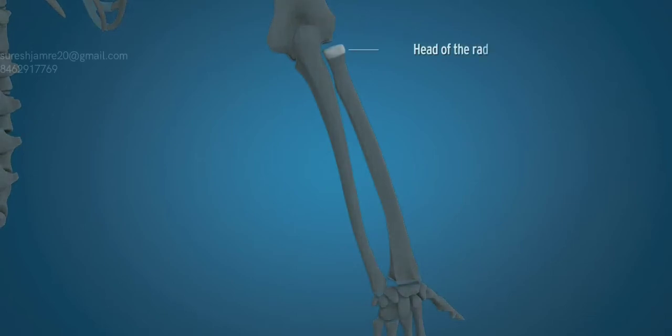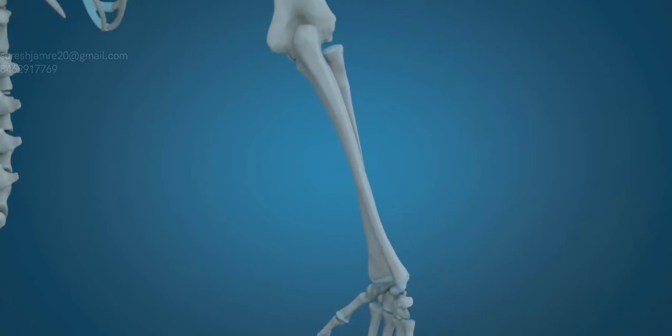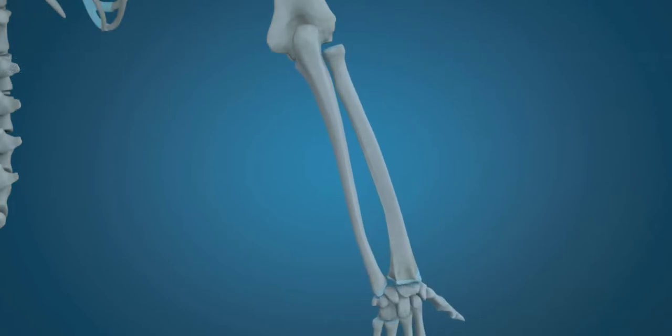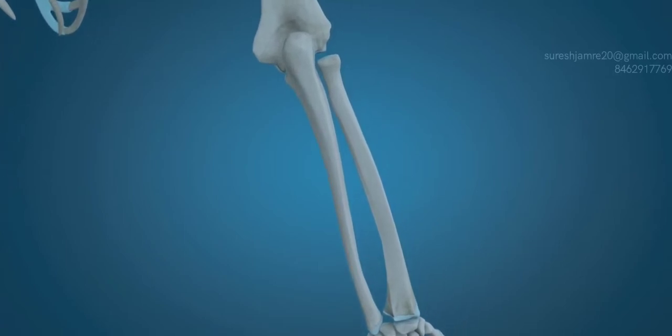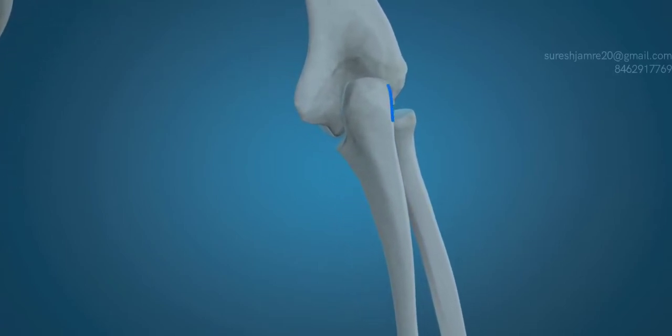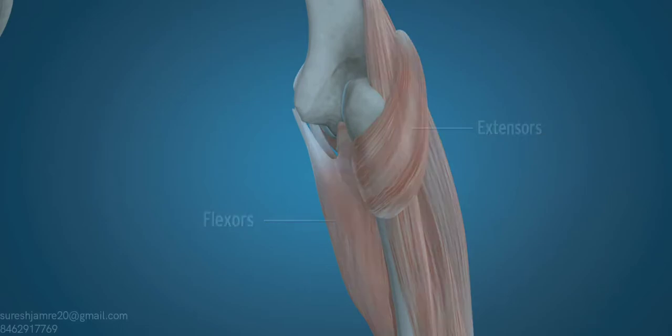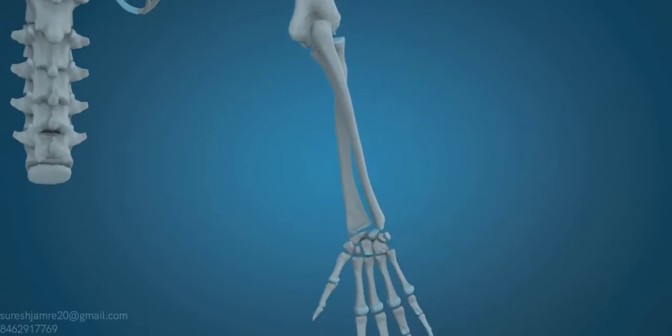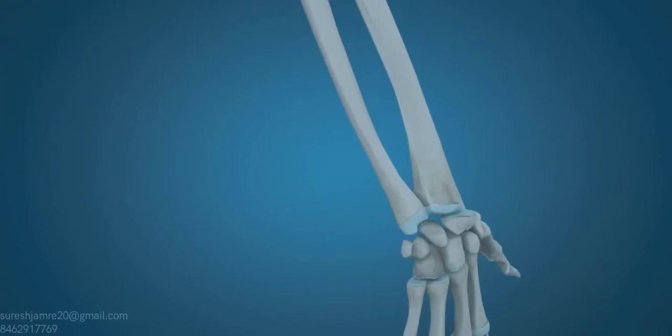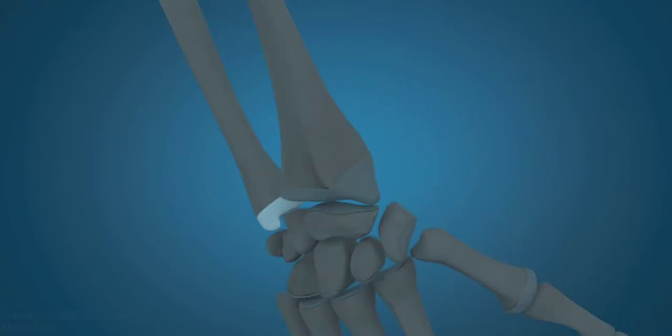The head of the radius can be palpated in a depression formed in the extended position. The rotation of this head can be felt during pronation of the arm. The posterior border of the ulna is subcutaneous throughout its length. It separates the flexors from the extensors. During pronation, the head of the ulna forms an elevation over the wrist.